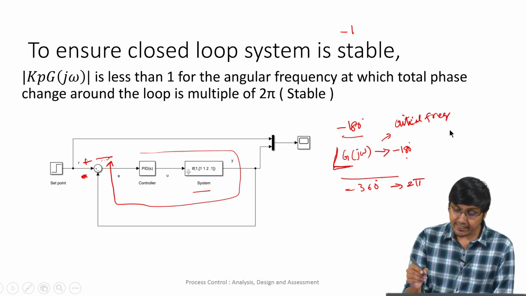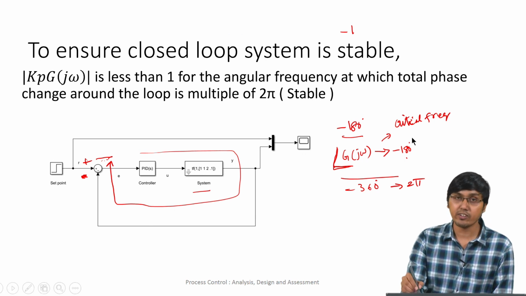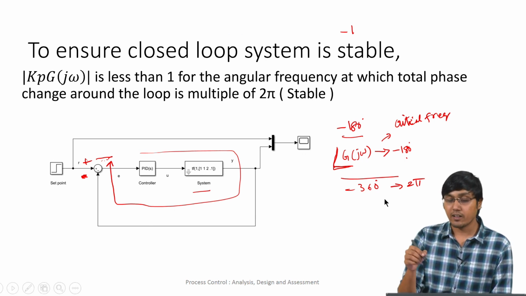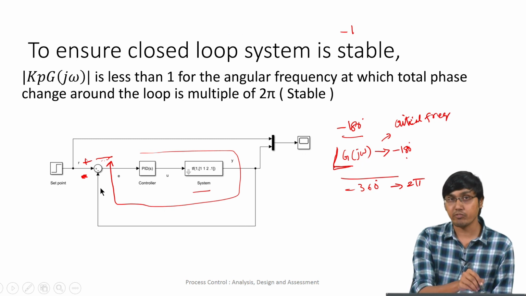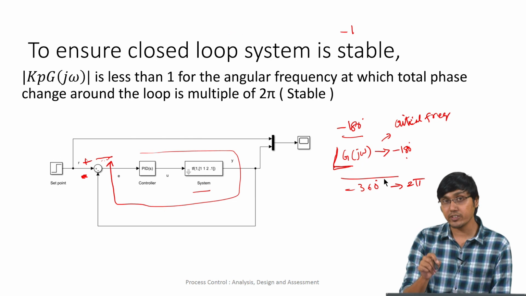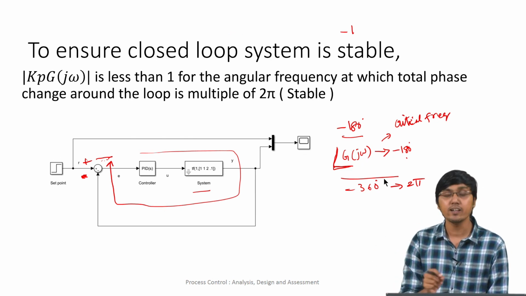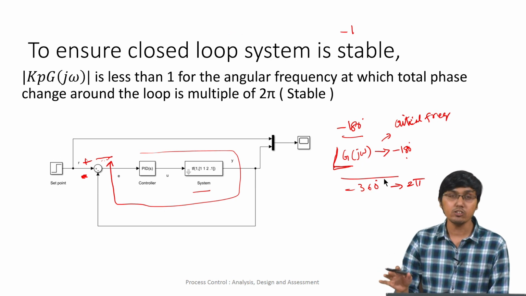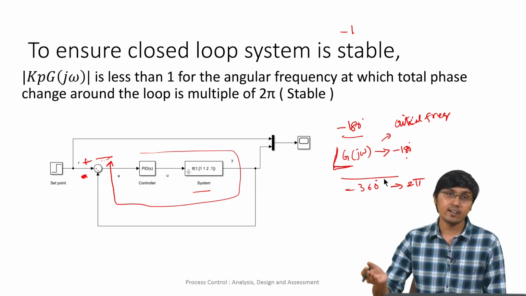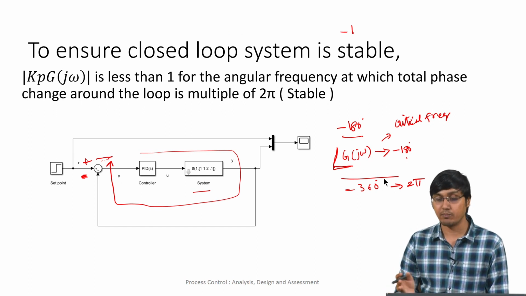So, at this particular frequency, the sine wave is going to come in phase, right. So Barkhausen says for such frequencies, if at that frequency the magnitude is greater than or equal to 1, then the system is going to be oscillatory. If it is greater than 1, it is going to be an unstable system.